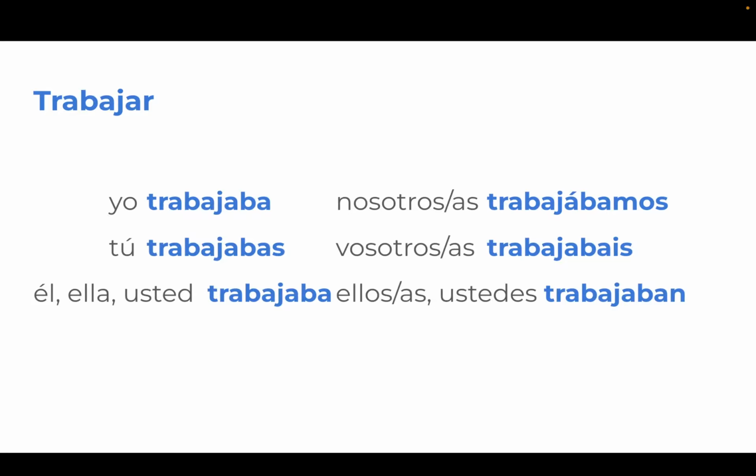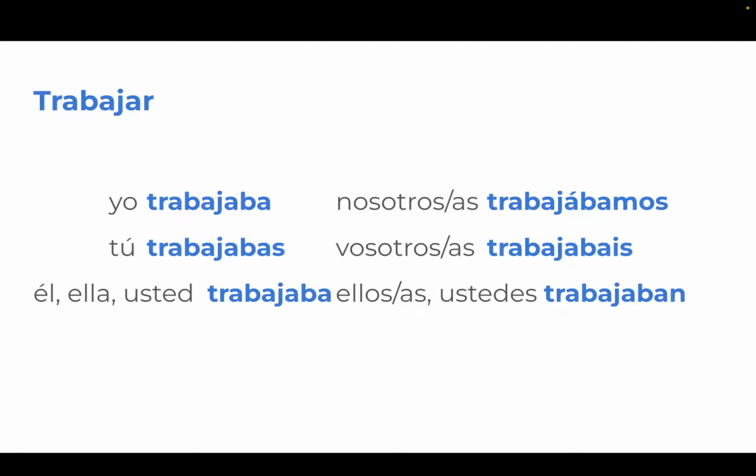Trabajabais, trabajaban. So it makes the words a little big, but every AR verb is going to end this way. Señora, why is the yo and the él/ella/usted the same? How will we know? Context. Really, in English, all of our verbs are the same. I play, you play. Well, she plays. We had an S. But we figure out who's doing the action by providing the subject pronoun and context.